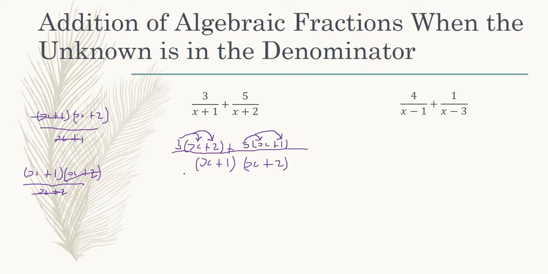So 3 times x, that's going to give us 3x. 3 times a positive 2, that's going to give us a positive 6. And 5 times x, that's going to give us a positive 5x. And 5 times 1, that's going to give us a positive 5. And all of this should be placed over your common denominator, which is x plus 1 times x plus 2.